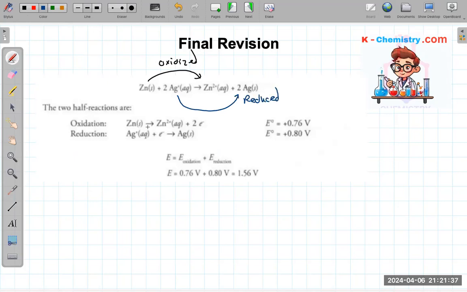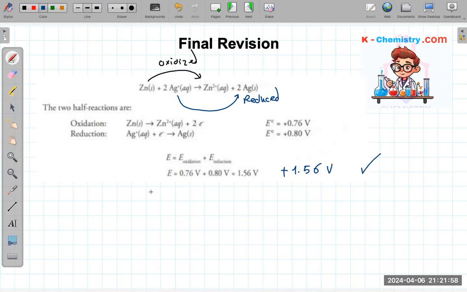One of them is kept as oxidation, that zinc has been oxidized, lost electrons, and the value is plus 0.76. And the reduction is that one gained electrons and it's plus 0.80. So I just have to add them together because they are already one oxidation and one reduction. I will find the value is 1.56 volts positive. This means that it is a spontaneous reaction.